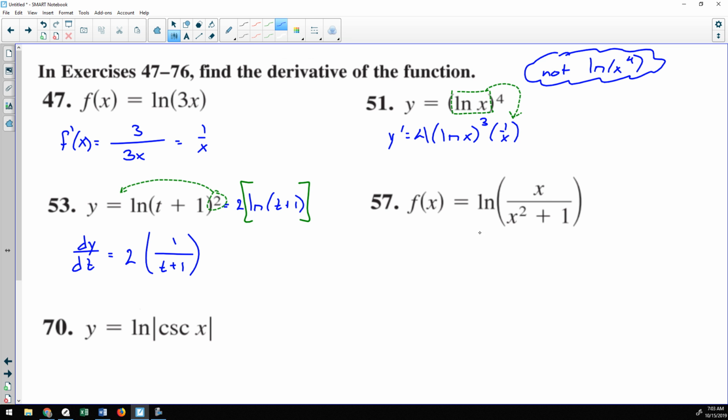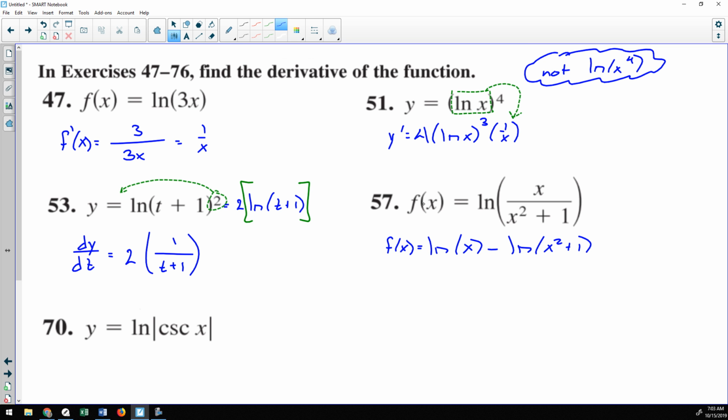57, again, it looks really ugly on the surface, but you can use those properties of logs. It is x divided by x squared plus 1. I'm not going to do a quotient rule. I'm not going to dive straight into the calculus. I'm going to start by doing the natural log of x minus the natural log of the denominator.